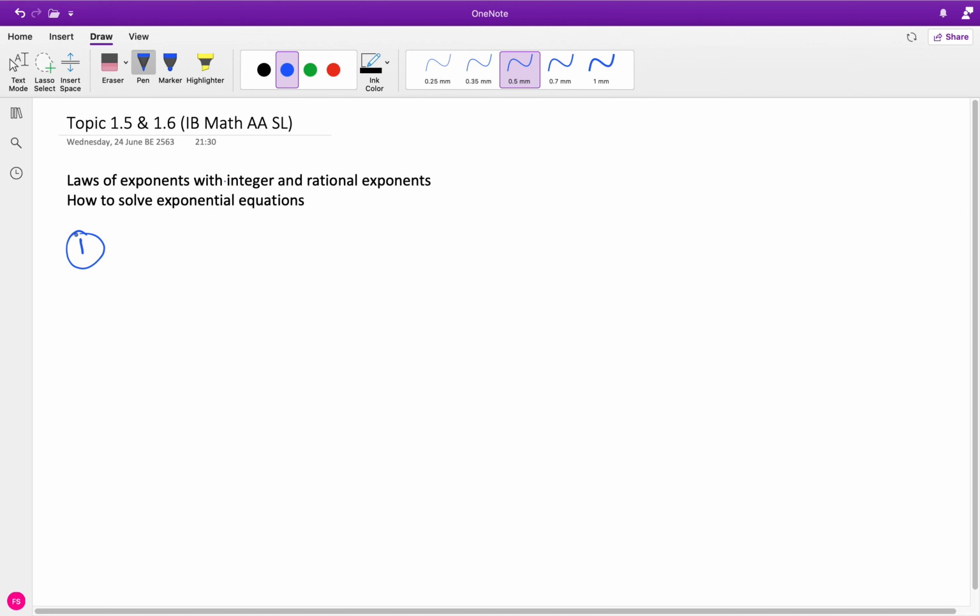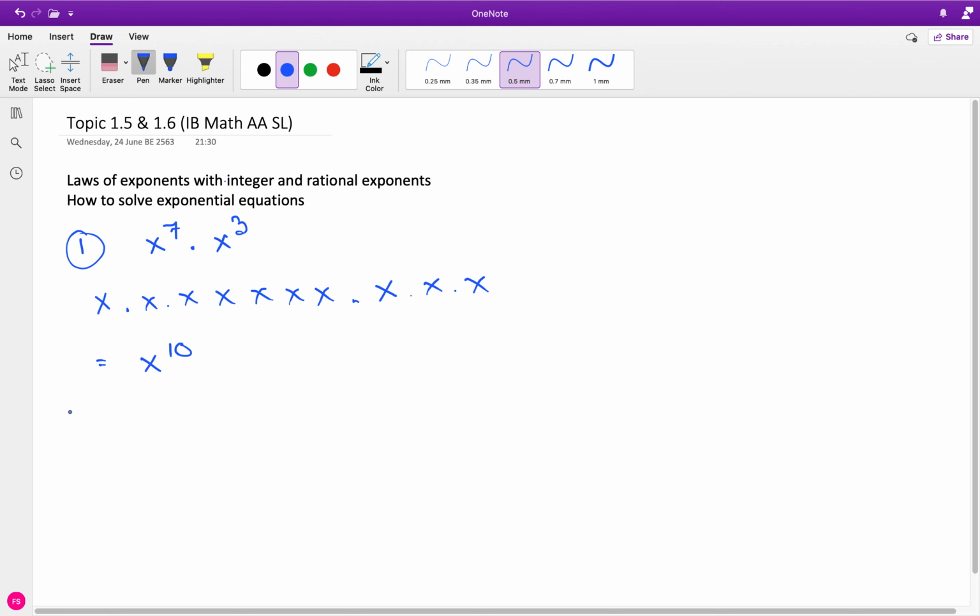Number 1, what is x to the power of 7 multiplied by x to the power of 3? X to the power of 7 means you have 7 x's, that is 1, 2, 3, 4, 5, 6, 7. And then x to the power of 3 means you have 3 x's, so x, x, x. Now if you count the total number of x's, you are going to have x to the power of 10.